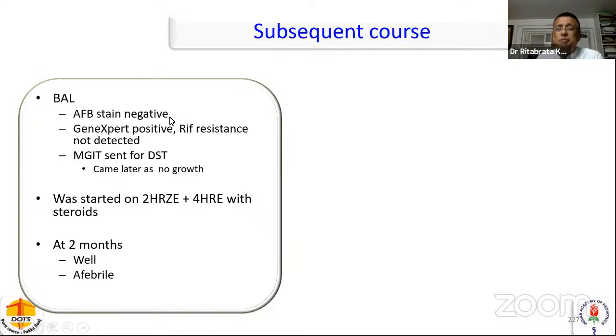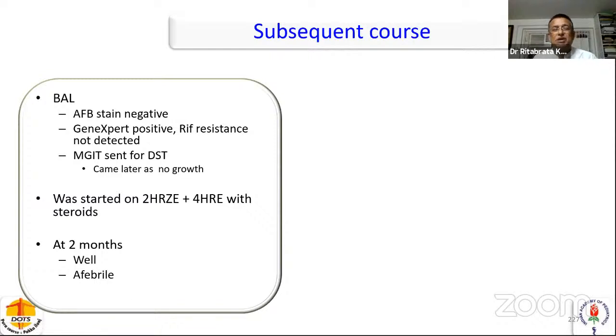As I've told you before, CBNAAT has not much role in follow-up of cases, but as it was not done previously, so at least... CBNAAT does not tell us whether it is live or dead bacilli, but it tells us one very important thing, that rifampicin resistance is not there. MGIT was sent for drug sensitivity testing and later came as no growth. So what we did, we continued the treatment 2 HRZE, 4 HRE, but this time we added steroid.